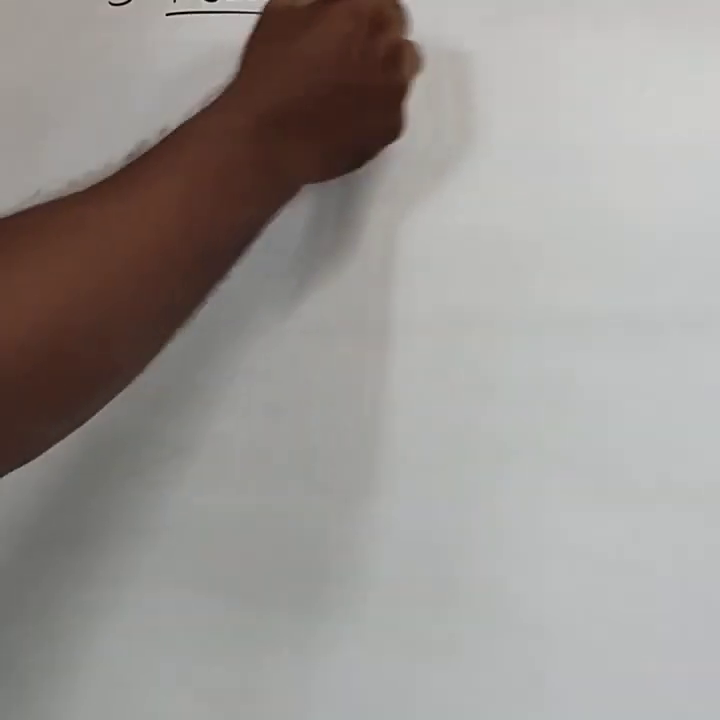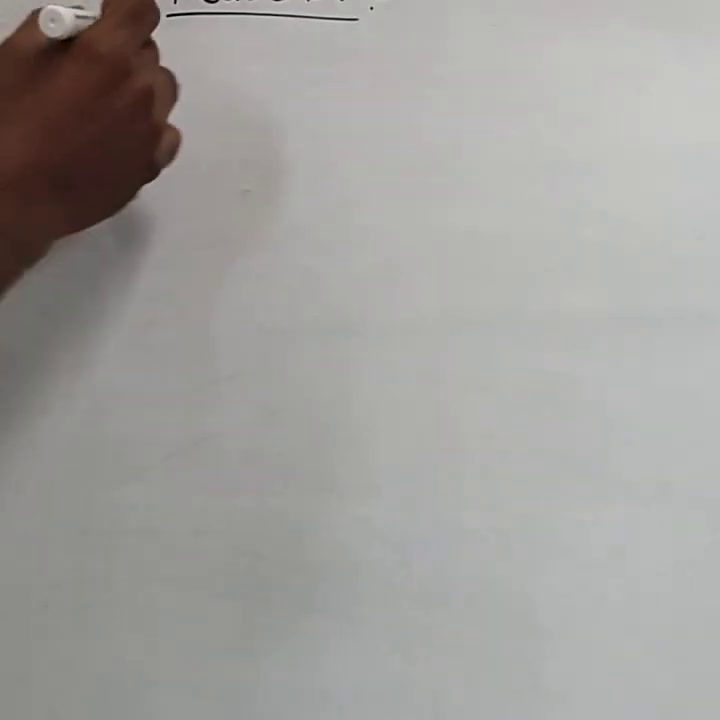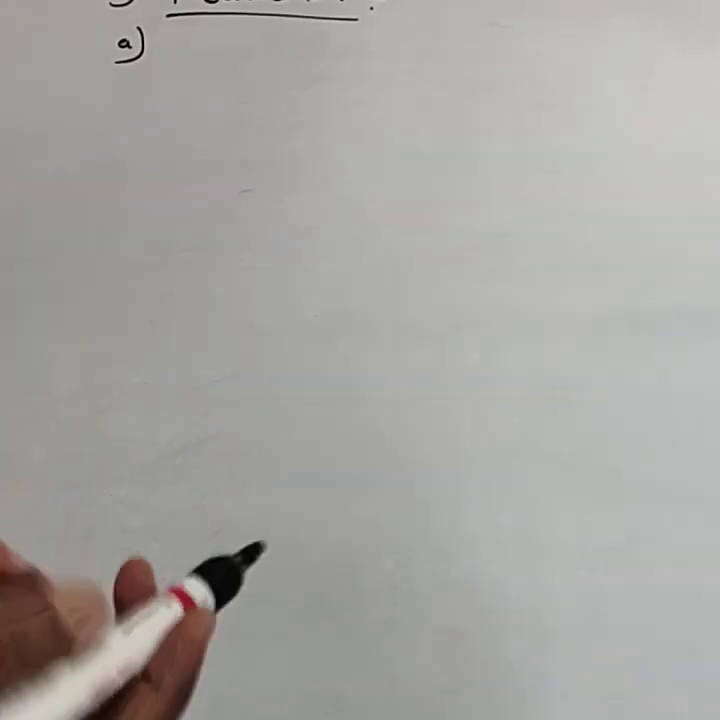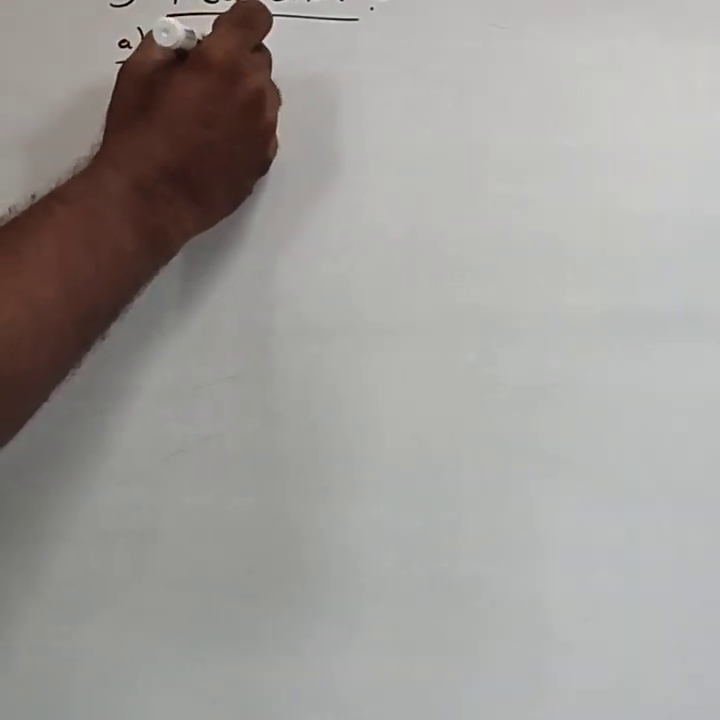Hello students, in the last class we studied the nucleophilic addition reactions of aldehydes and ketones. The second property is reduction. In that reduction, there are different types of products formed. During the reduction of aldehydes and ketones, we can expect different products. Among them, the first one is reduction to alcohol.